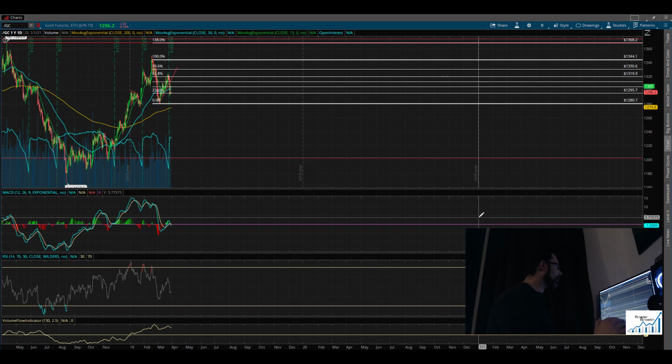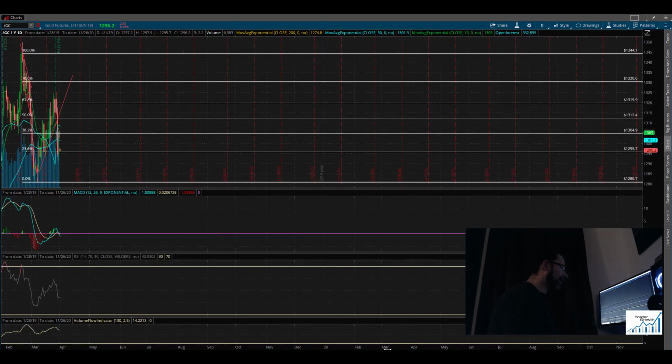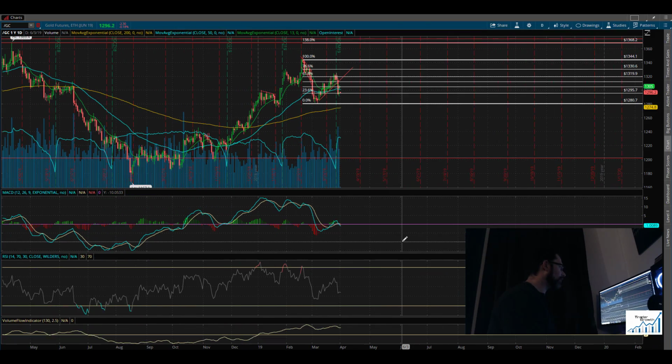So here we are. We're on the gold chart, and we're on the daily time frame. This is my setup that I use when I'm looking at the markets on Sunday nights. I use MACD, I use my RSI, and I use volume flow indicator. They're all very useful tools.